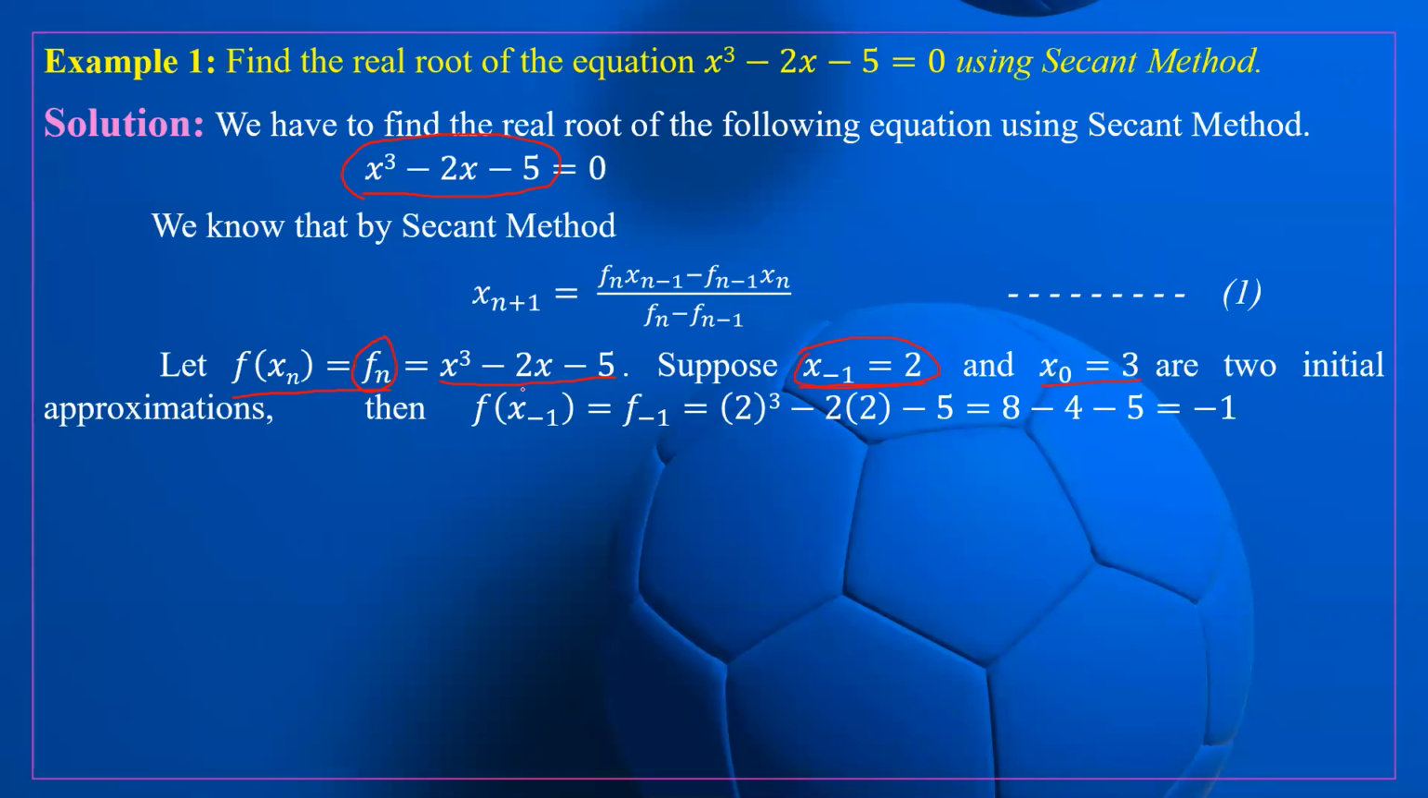Then f of x minus 1, what is f of x minus 1? It is nothing but f of 2, and we have to put x is equal to 2. So x equal to 2, what is 2 to the power 3 minus 2 into 2 minus 5. This is 2 to the power 3 is 8, 8 minus 4 minus 5. So what we are getting is minus 1. So minus 1 is the value of f of x minus 1. Similarly, what is f of x0? f of x0 is f of 3. So we are getting 27 minus 6 minus 5 is equal to 16.